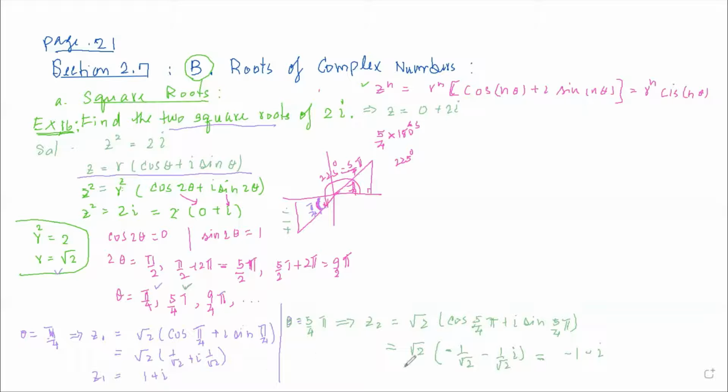So then we got the second root equal to negative 1 minus i here. So this is the answer, the square root. That means we must have two roots, the final roots, right? So these are the two answers here, and this one. Okay, for this question we used trigonometry, okay?